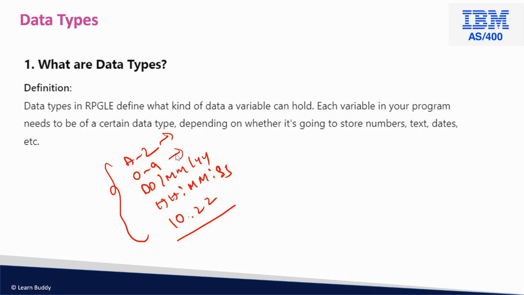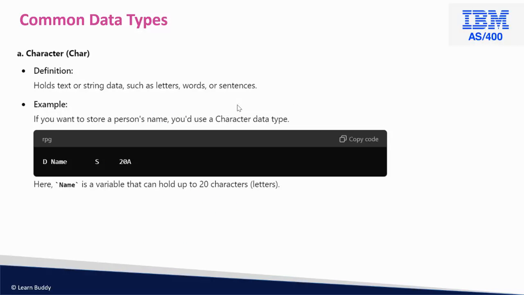Data types in RPGLE define what kind of data a variable can hold. Each variable in your program needs to be of a certain data type, depending on whether it's going to store numbers, text, dates, etc. First, we'll discuss the character data type. The character data type basically stores character information.